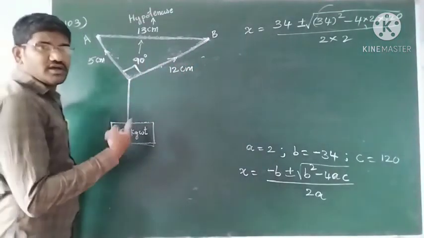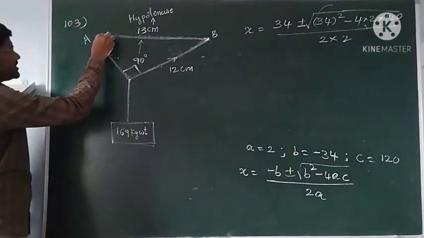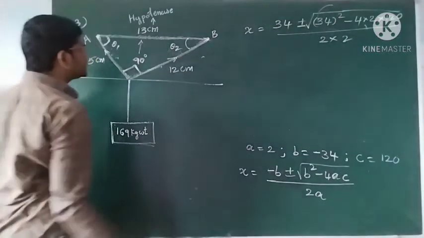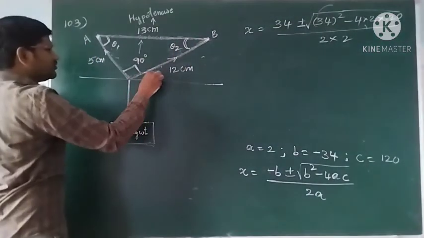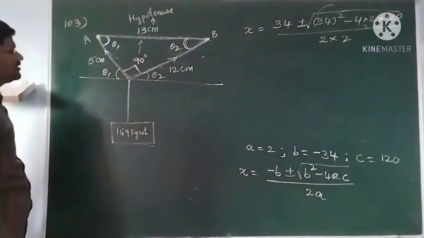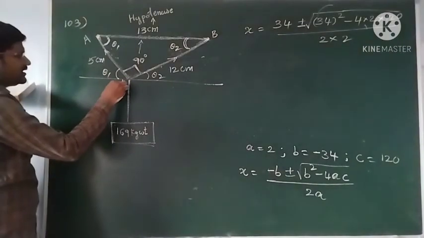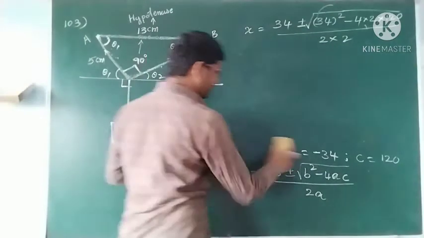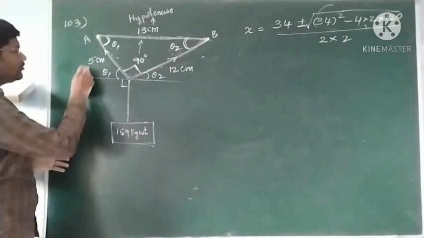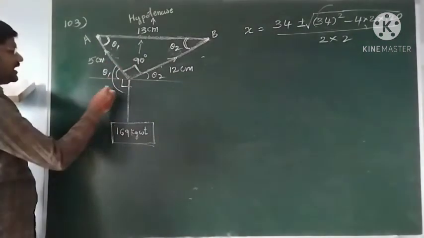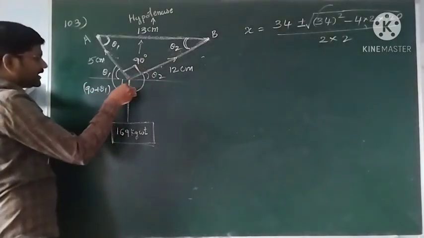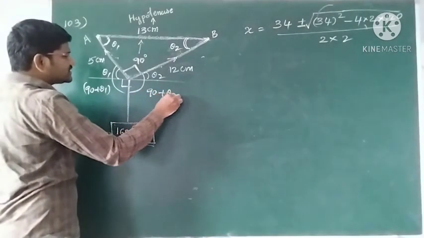So then use Lami's theorem. Consider this as theta 1 and this as theta 2, and this is the horizontal line. If this is theta 2, this is also theta 2, this is theta 1, this is theta 1. Okay students, and take this as 90 degrees. Now you see students, this complete angle we will get 90 plus theta 1, and this complete angle we will get 90 plus theta 2.